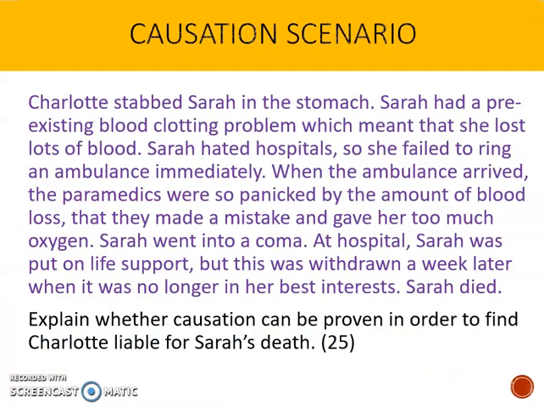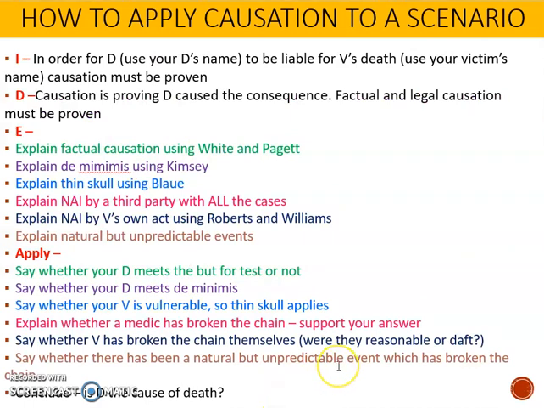And again, if we just go back to our scenario, it says something like Sarah hated hospitals as she failed to ring an ambulance. So Charlotte might say, well, it's Sarah's own fault. Sarah's broken the chain by not calling the ambulance. But people are frightened of hospitals, and it's almost a bit like take your victim as you find them. She's not daft, she's acting in shock, so her actions were reasonable given the situation. It's not going to break the chain. And apply whether there's been a natural but unpredictable event, and there hasn't been in our scenario. And then you're going to conclude whether your defendant is the cause of death.